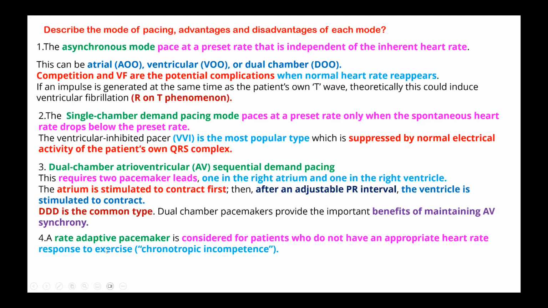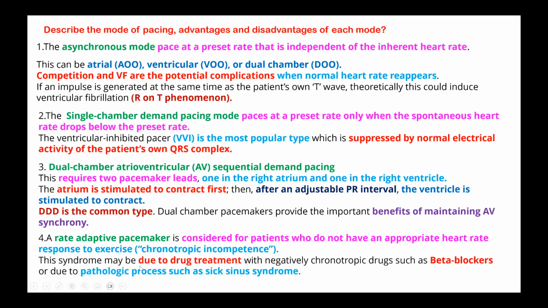And the last method is the rate adaptive pacemaker, which is considered for patients who do not have an appropriate heart rate response. It's called chronotropic incompetence. For example, when you do exercise, your heart rate has to naturally go up to maintain the cardiac output. So in a patient who is not able to generate adequate heart rate, you have to implant what is called the rate adaptive pacemaker. It may be due to drug treatment with negatively chronotropic drugs like heavy beta blocker usage, or conditions like sick sinus syndrome. In this condition, the indication is for a rate adaptive pacemaker.